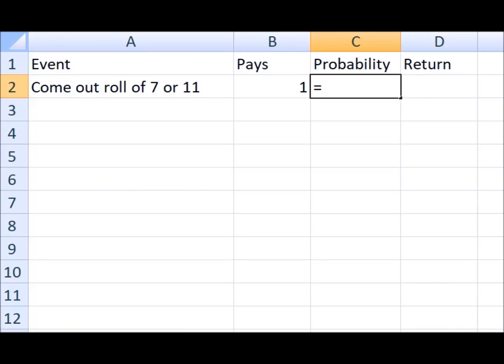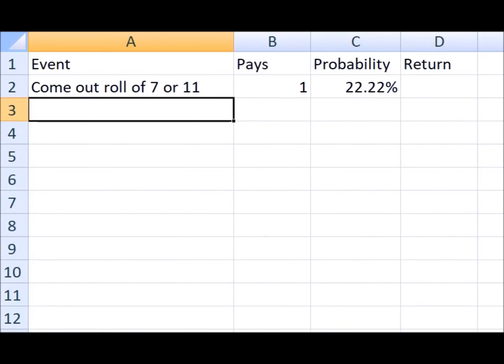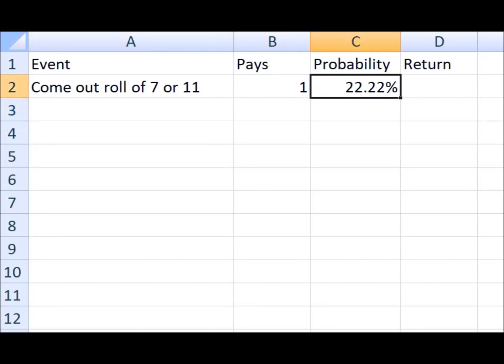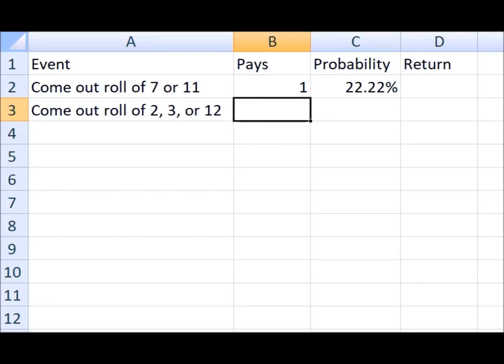As we saw from the previous part, the probability of rolling a 7 is 16.67%, and 11 is 5.56%. So the probability of winning on the come out roll is 22.22%. Another possible outcome is that the come out roll is a 2, 3, or 12. If that happens, the player loses. So we can represent the win there as -1, meaning the player lost his initial bet.